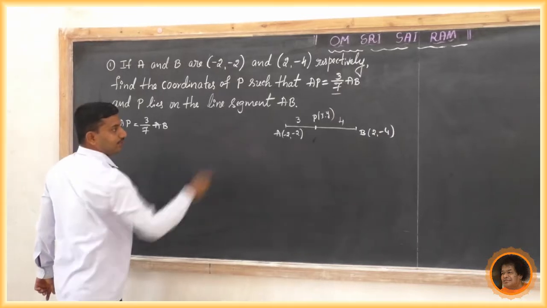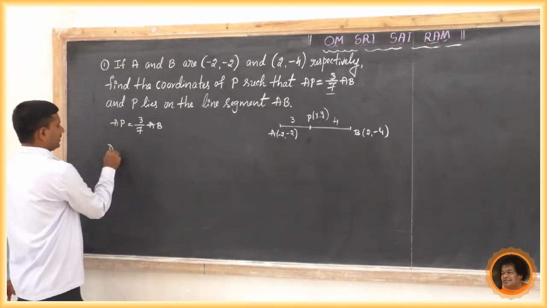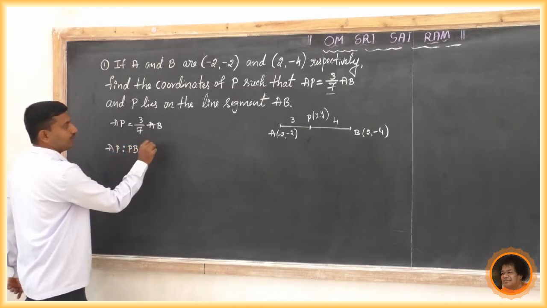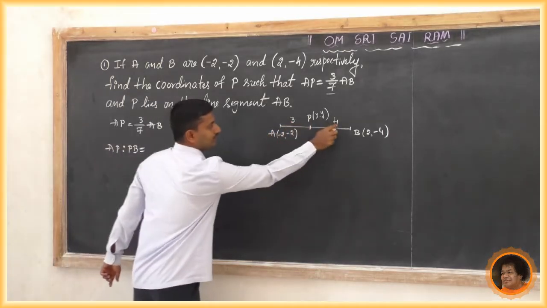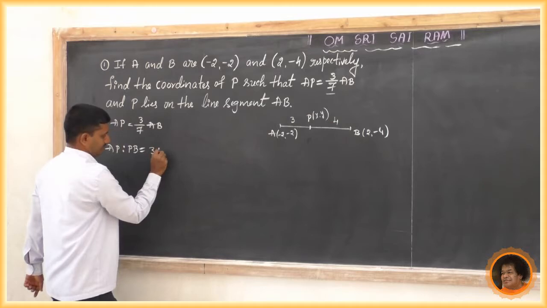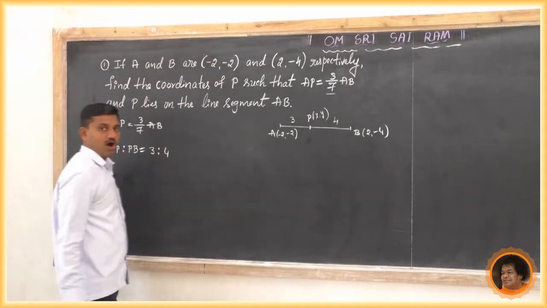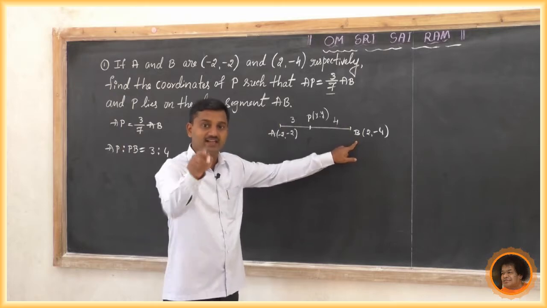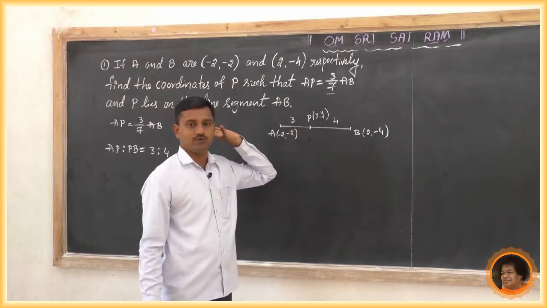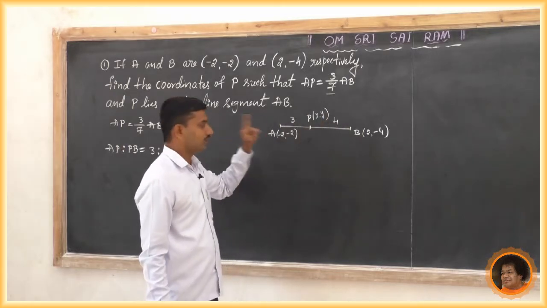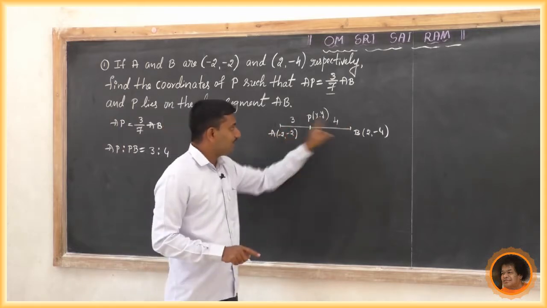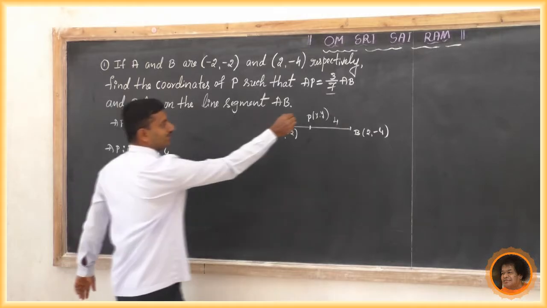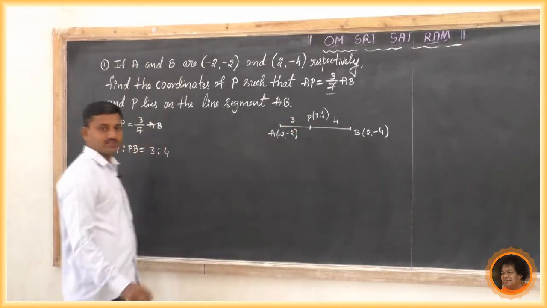P lies on AB, or the ratio AP is to PB equal to 3 is to 4, or P divides the line segment AB internally in the ratio 3 is to 4. So, it is clear, P divides AB in the ratio 3 is to 4 internally. So, we have to find the coordinates of the point P of x, y.